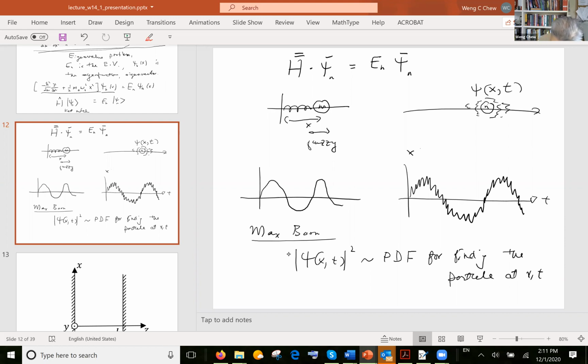Because this is a probability density function, it is required that if you were to integrate this over the location of the particle, this has to be 1, because it's a probability density function. Are there any questions so far?